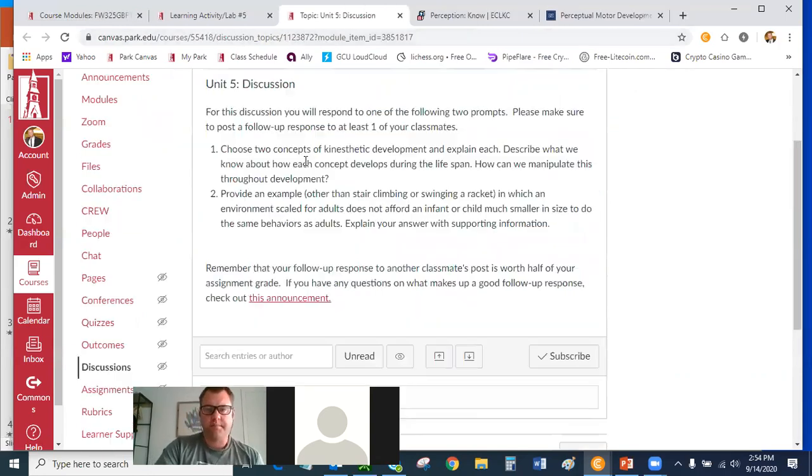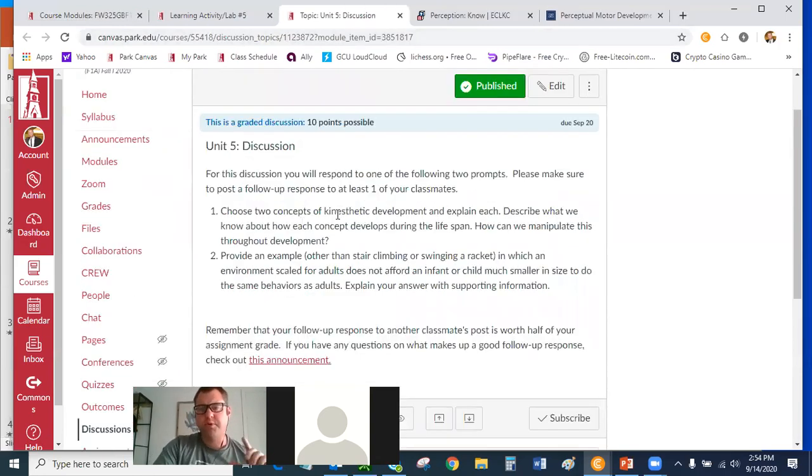For your discussion here, you have to respond to one of these 2 prompts. So you don't have to do both of them. Just make sure you get at least one. And you're going to look at either choosing 2 concepts of kinesthetic development and explain each. Pretty simple there. We'll be talking about kind of tactile kinesthetic development a little bit today and more so into Wednesday. And then provide an example other than stair climbing or swinging a racket in which an environment scaled for adults does not afford an infant or child much smaller in size to do the same behaviors as adults.